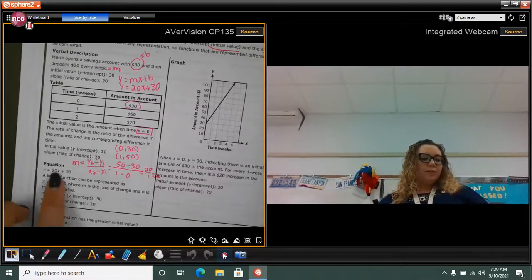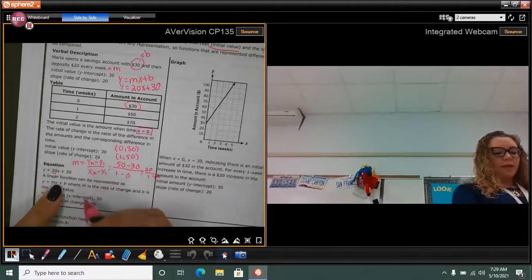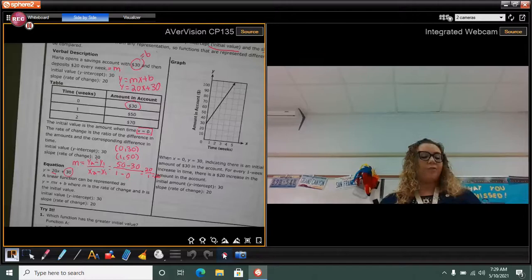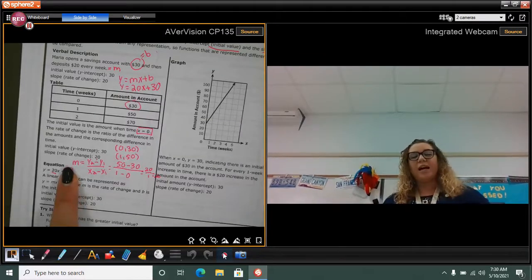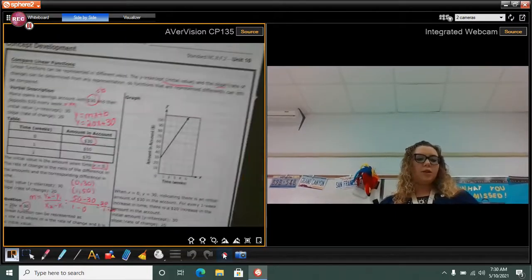They can also give you an equation. The number beside your x is your slope, and then the number that doesn't have anything attached to it is your y-intercept. If there was not a number, then that would mean your y-intercept is 0. But since we have a number, my y-intercept is going to be 30. And you can also look at a graph.